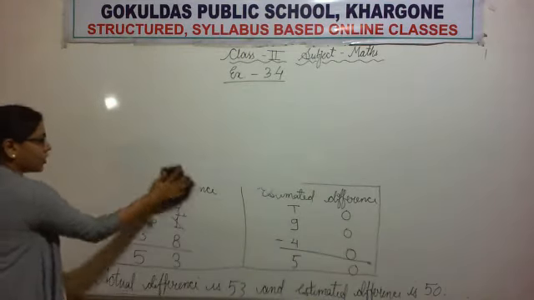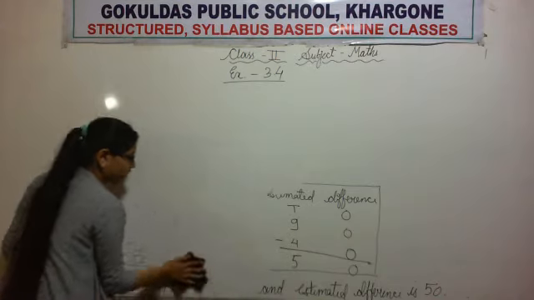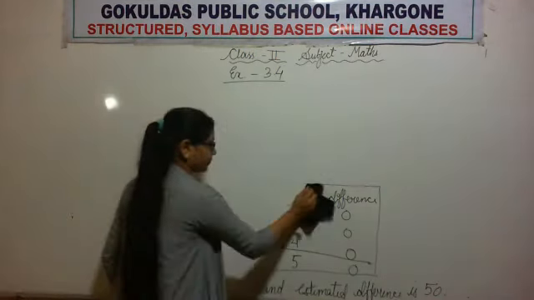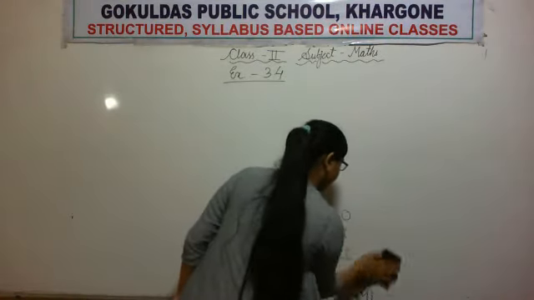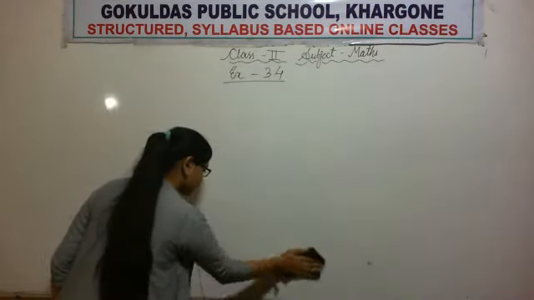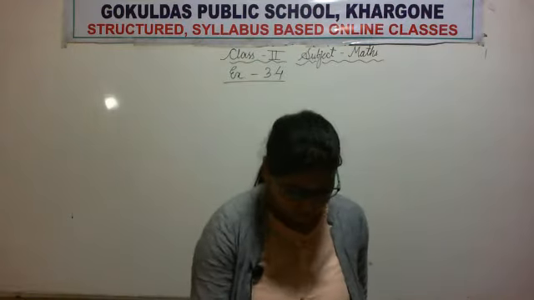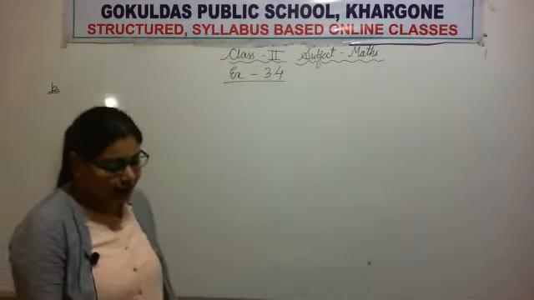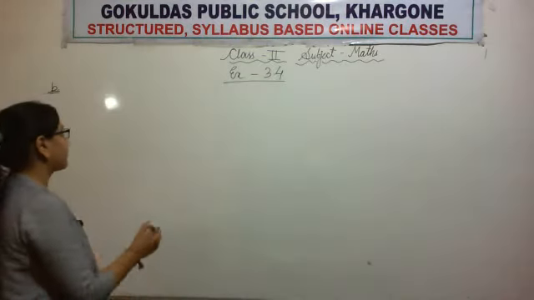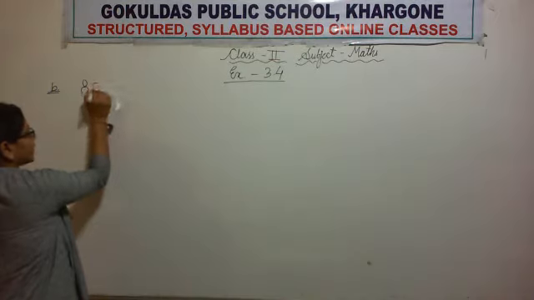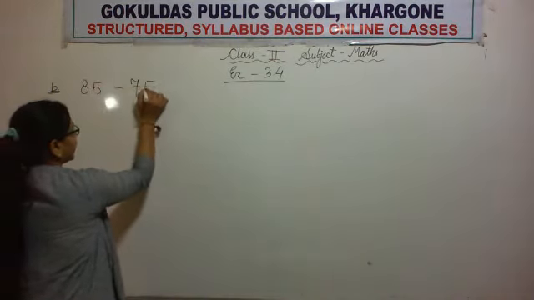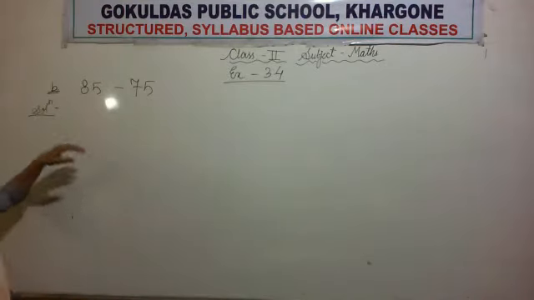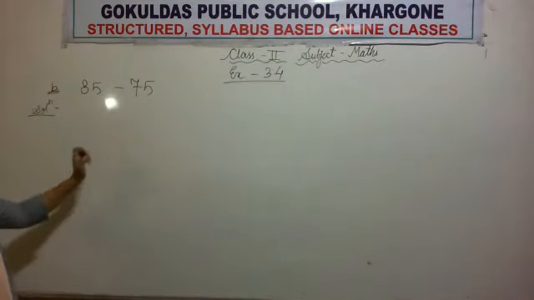I am rubbing the board, till then you read the next question. Part D, that is 85 minus 75. 85 minus 75. Now all of you stop writing. First of all, understand the process and then write.